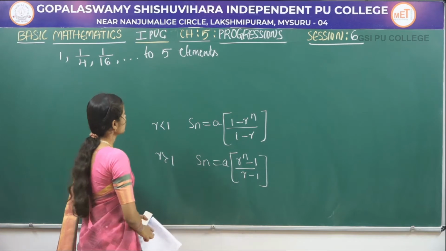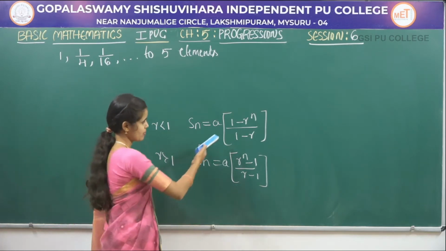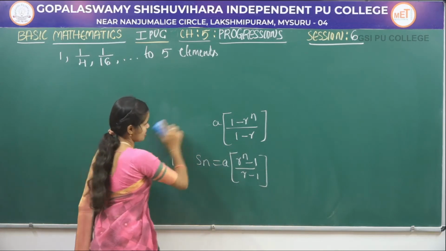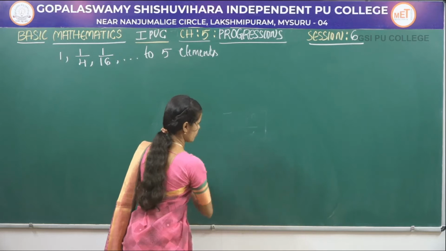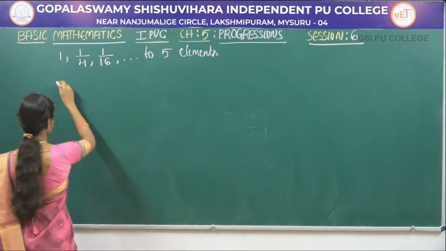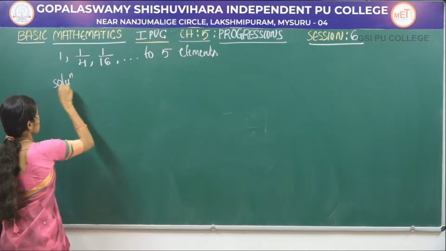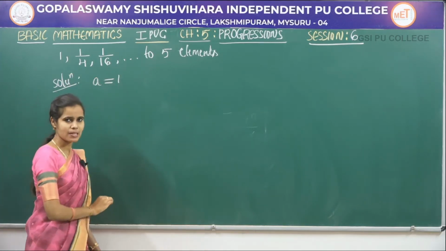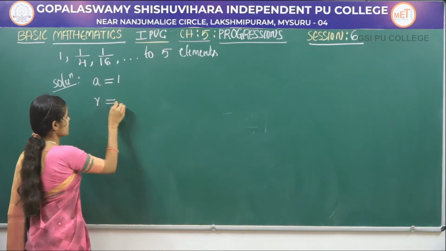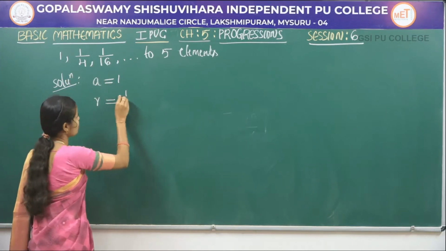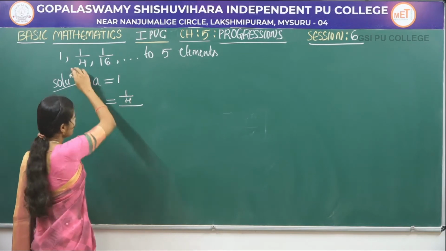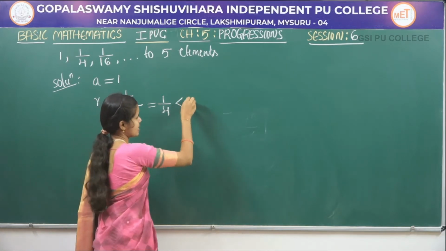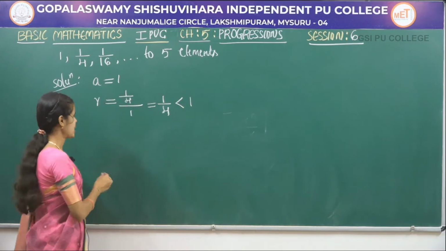Okay, so first let us find the values of a, r and n using the given sequence. a means the first term, which is 1. So a is 1. r means the common ratio, the second term divided by the first term. So 1 by 4 divided by 1 is 1 by 4. This is less than 1, so r is less than 1.